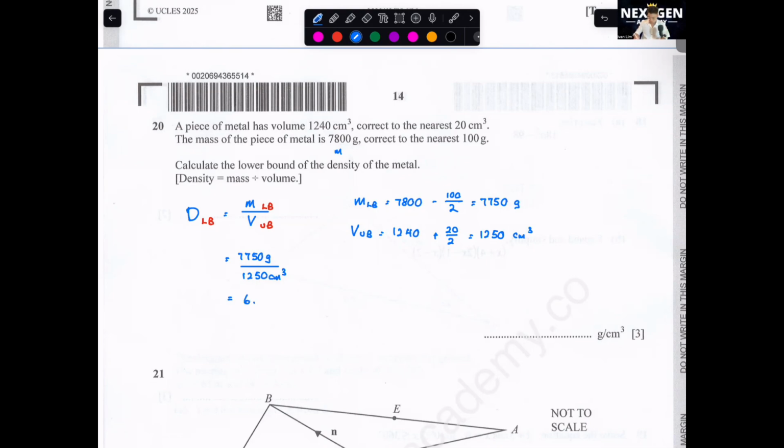6.2 gram per cm cube. Just double check the units, because this type of question normally they will test you on units.